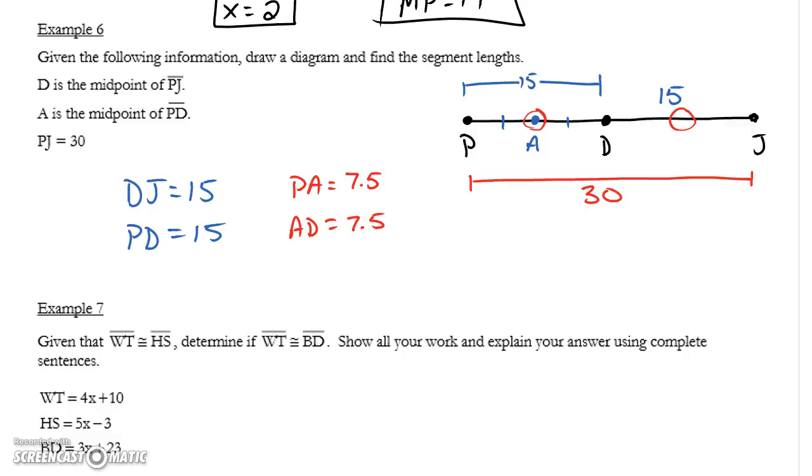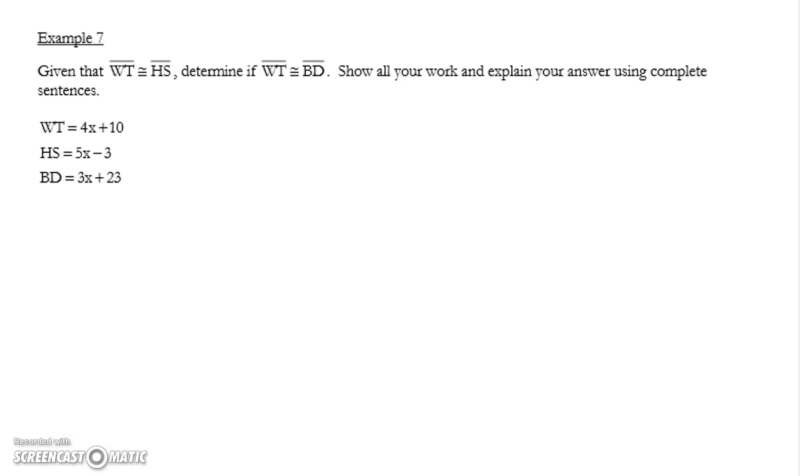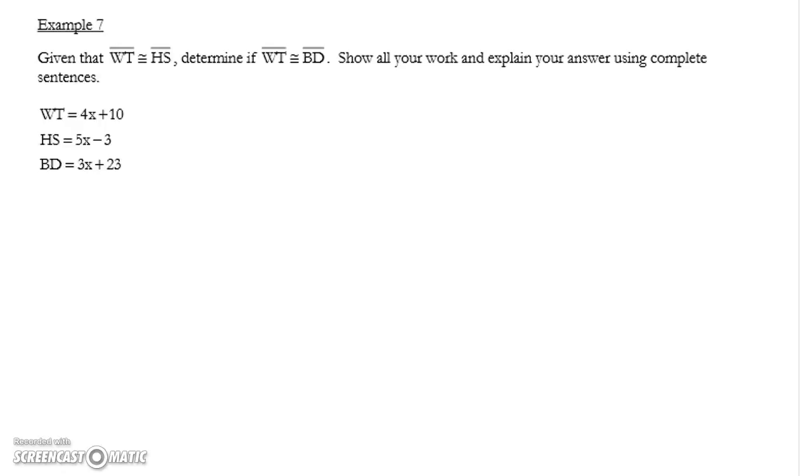Example 7 is going to be a similar idea, but now with algebra. So we are given that segment WT is congruent to segment HS. Well, that means that the length of segment WT equals the length of segment HS. I know that's true because I've been given that. So that tells me this. They want us to determine if this is true. I don't know if it is or not.